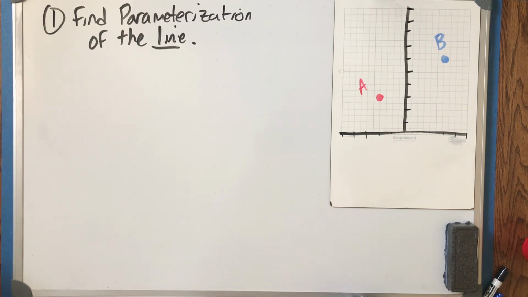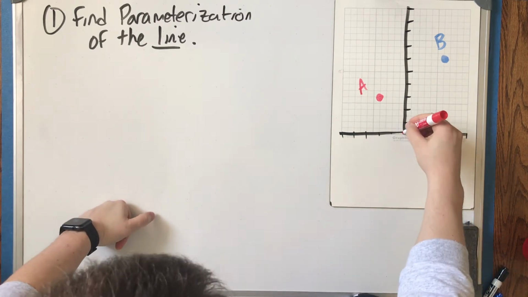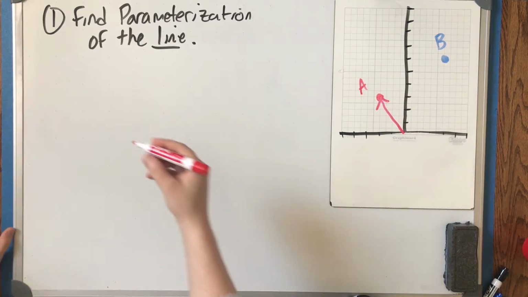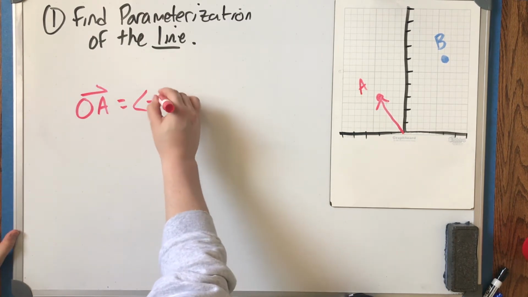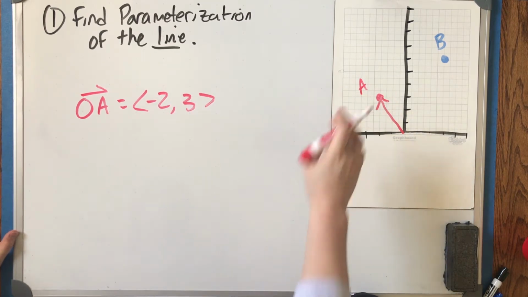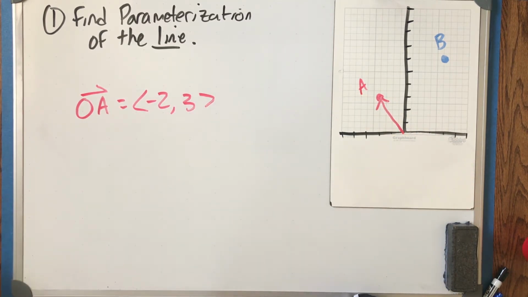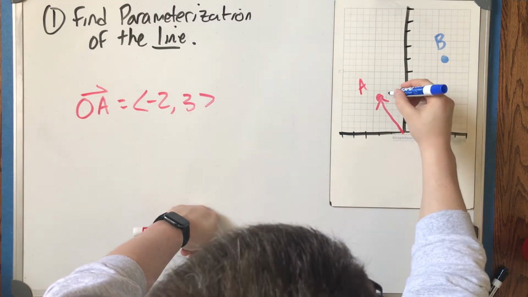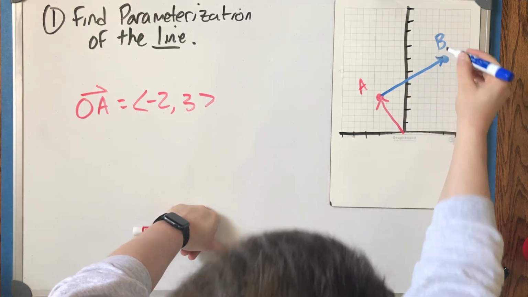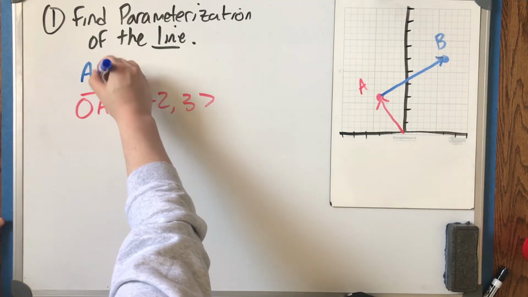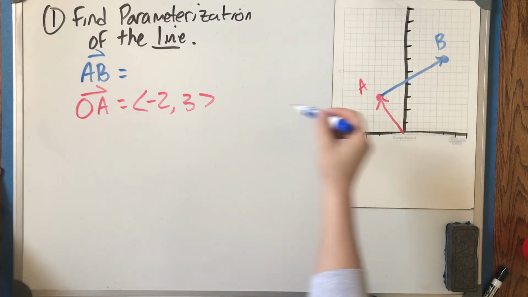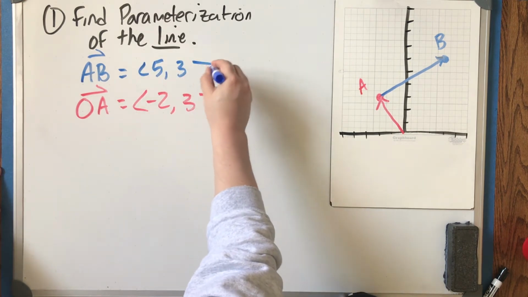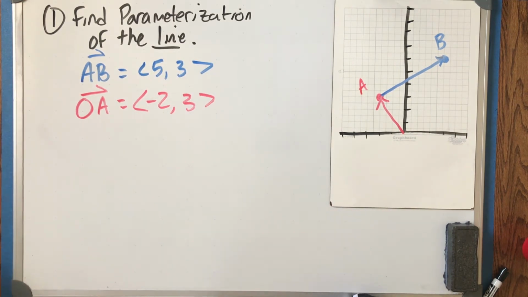So first thing I'm going to do is just define a couple things. The first one is I want to know what vector A is. Vector OA is just going to be negative 2, 3, because that's what point A is. Hopefully you're okay with that. Next thing I want to define is this vector right here, which is the vector AB. Just like with the warm-up, I'm going to do head minus tail, so I'm going to get 5, 3 when I do that one.